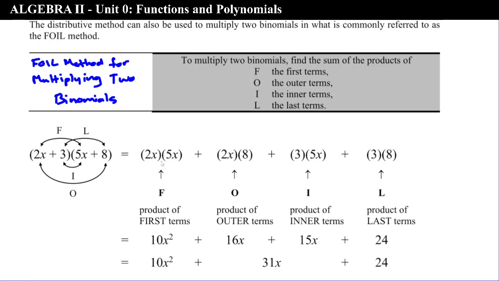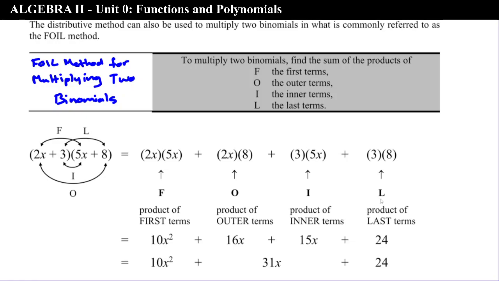So our 2x and 5x give us 10x squared, 2x times 8 gives us 16x, 3 times 5x gives us 15x, and 3 times 8 gives us 24. And then the last thing we're going to do is just combine those two x terms to give us 31x. And that would give us our answer. So we're doing the first terms plus the outer terms plus the inner terms plus the last terms, and that gives us the word FOIL if you take the first letter of first, outer, inner, last.